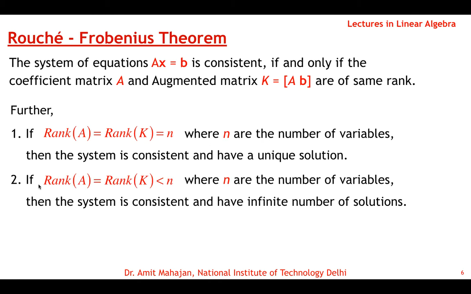The second part is that if rank of A equals rank of K, so that means the system is consistent, there is no pivot position in B, and it is strictly less than n, where n is the number of variables, then the system is consistent because these two are equal, and has an infinite number of solutions. Now this is again the same definition in the sense that if there are n columns but rank of A is less than n, it means the pivot positions are less than n, so there is at least one free variable. Or there is at least one column which is a non pivot column. And so it will have an infinite number of solutions.